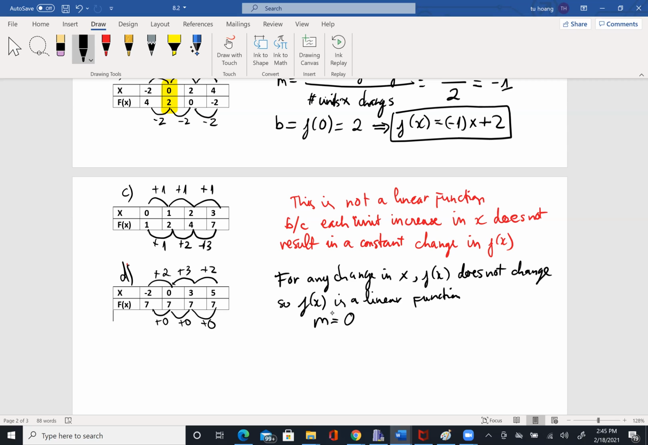And then we want to find b, which is when x equals 0. So we know that b is equal to f of 0, which is 7. So then f of x will be equal to 0x plus 7. I can rewrite it as f of x equal to 7. So this is called a constant function.